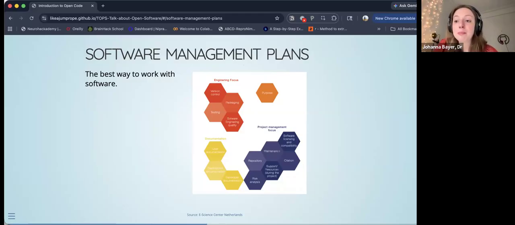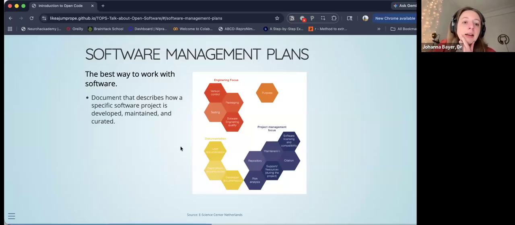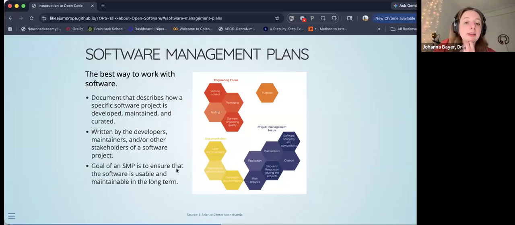Like who maintains it beyond, for example, you being at this institute. So it's a push towards sustainability, and tries to prevent the code being dependent on one person or one funder, and then being unusable or decaying, for example. Yes, exactly. So the software management plan is a document that describes how a specific software project is developed, maintained, and curated. It's written by the developers, maintainers, and other stakeholders of a software project. And the goal of an SMP is to ensure that the software is usable and maintainable in the long term.